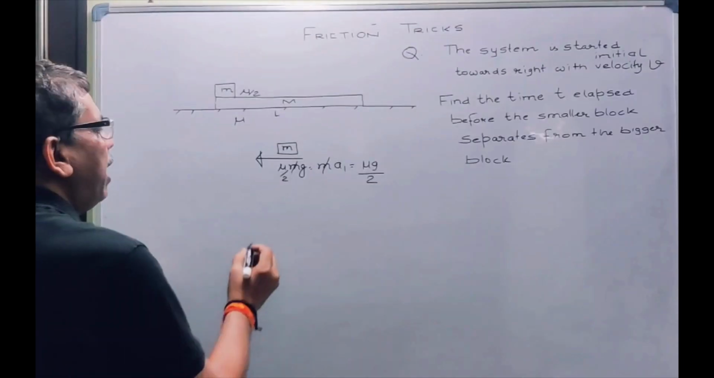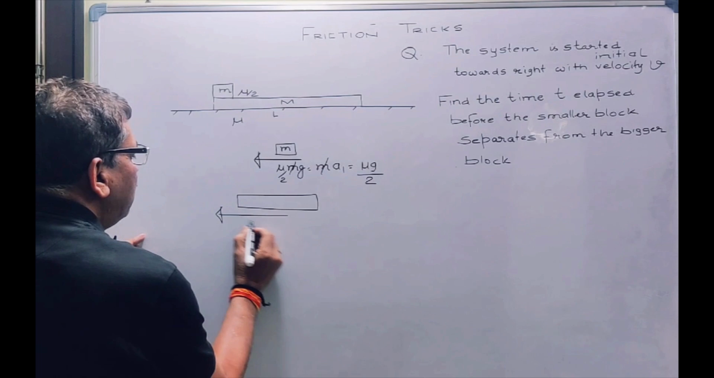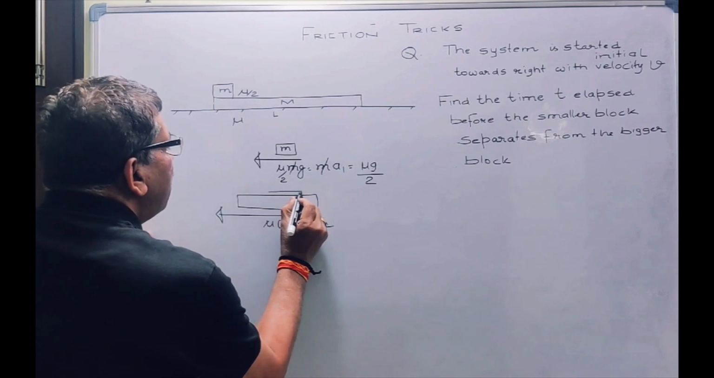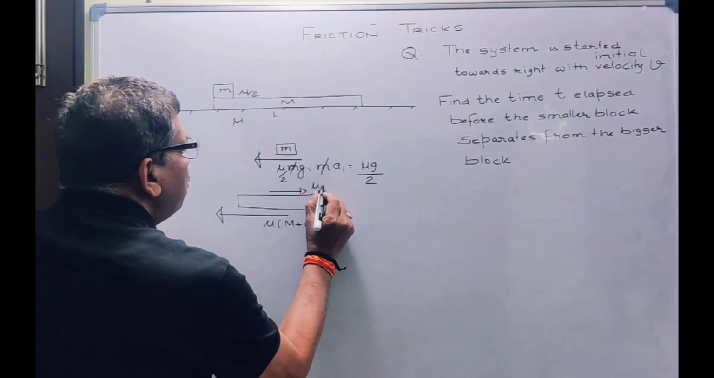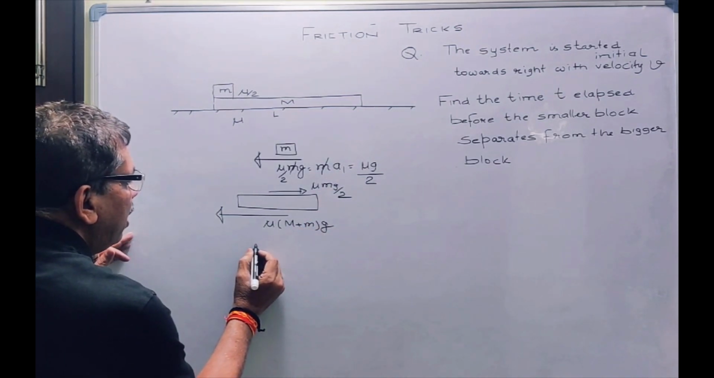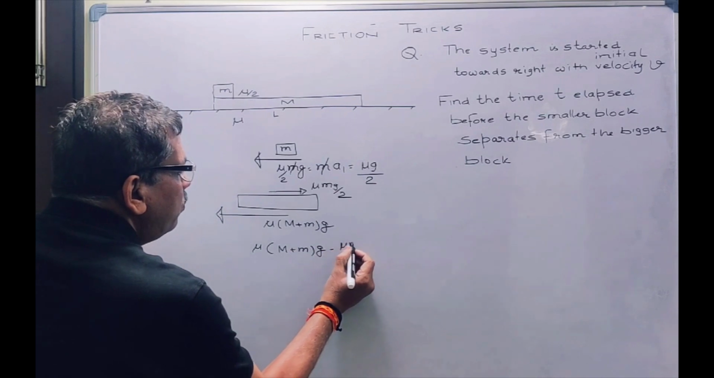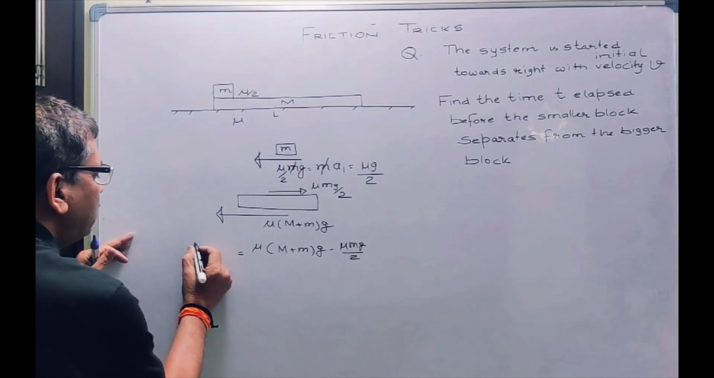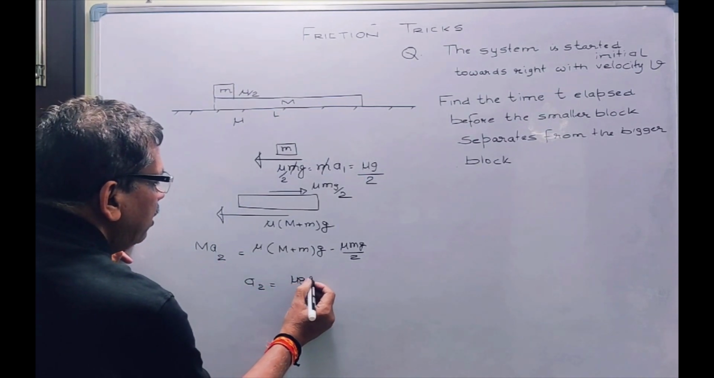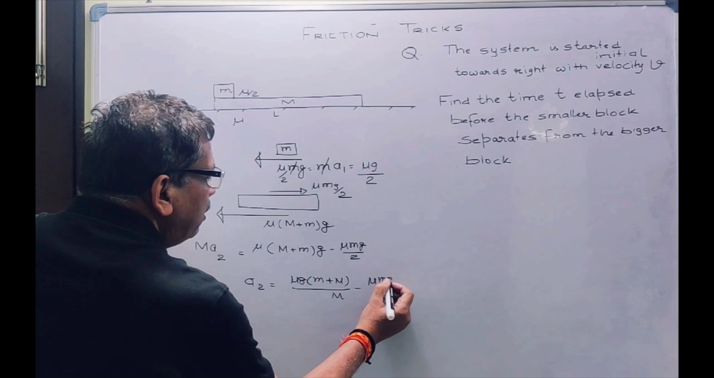Similarly, I can find out for the plank the free body diagram. The frictional force will act in the leftward direction, that will be mu times (M plus m) g, and in this direction the frictional force will act as mu mg by 2. So the net force in this direction is mu (M plus m) g minus mu mg by 2, equal to mass into acceleration. So I can find a2 as equal to mu g (M plus m) by M minus mu mg by 2M.